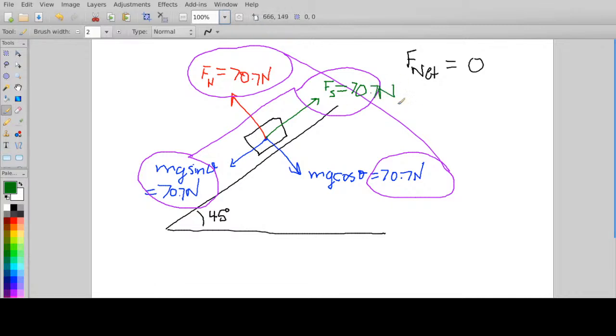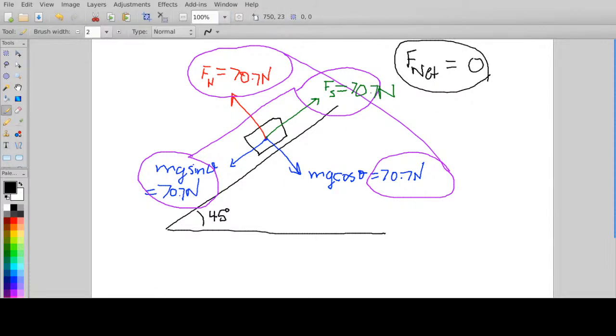Okay, and you can see that that's a different value than before. Before we had, I think it was 24.9, and now we have 70.7. In fact, all of these components are 70.7. Okay, so that's what changes. As soon as you have static friction, you're starting from Fnet equals 0, rather than trying to find Fnet, and you're seeing what that implies in terms of all the components of the forces.